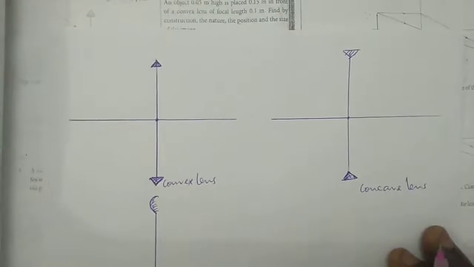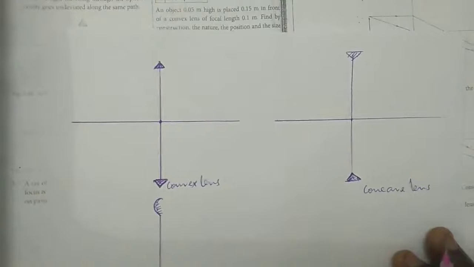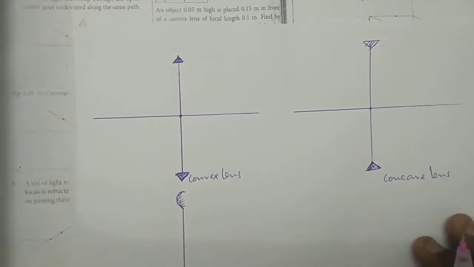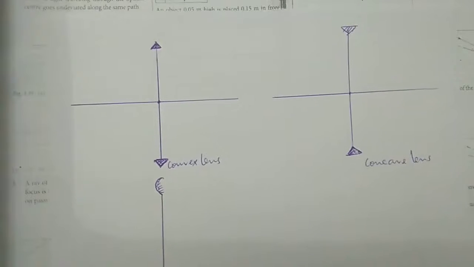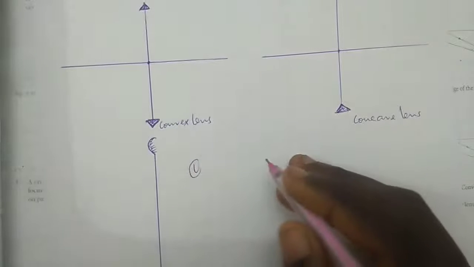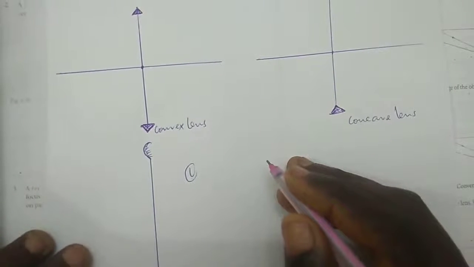Remember the 3 important points which we discussed in mirrors, na huku pia we consider, however zimetofautiana kidogo, the important rules which we are using to draw ray diagram. Rule number 1, a ray of light traveling parallel to the principal axis.